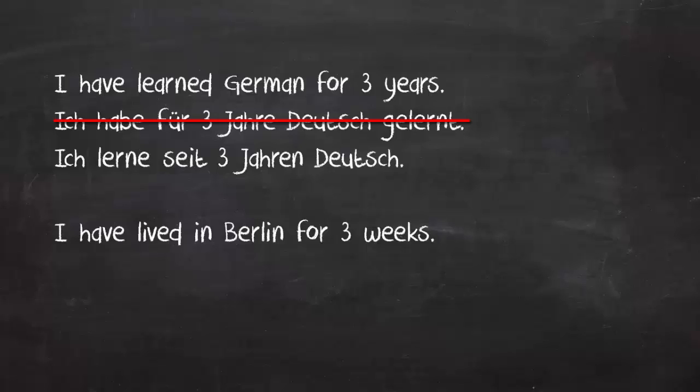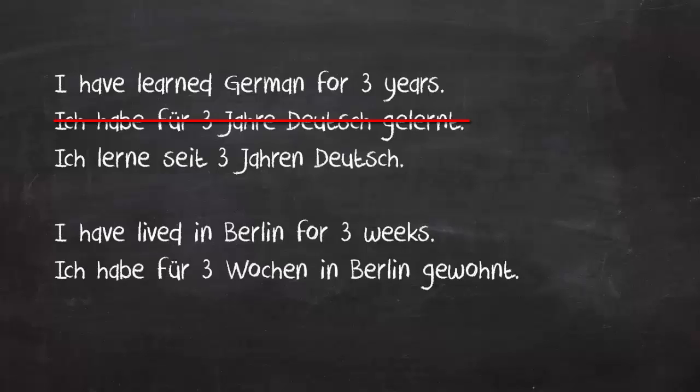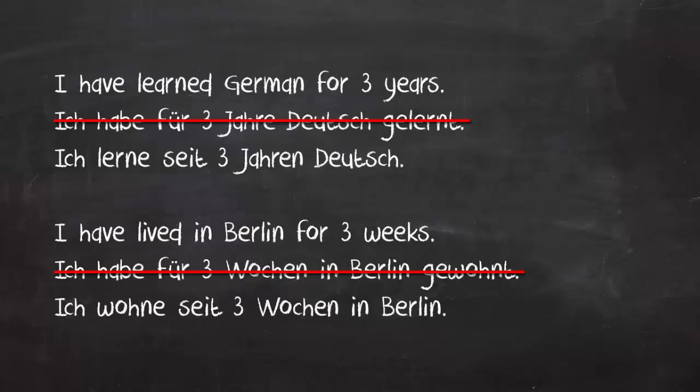I have lived in Berlin for 3 weeks. As you might guess, many German students would say, ich habe für 3 Wochen in Berlin gewohnt. But now you already know that this is wrong and that you should say, ich wohne seit 3 Wochen in Berlin.